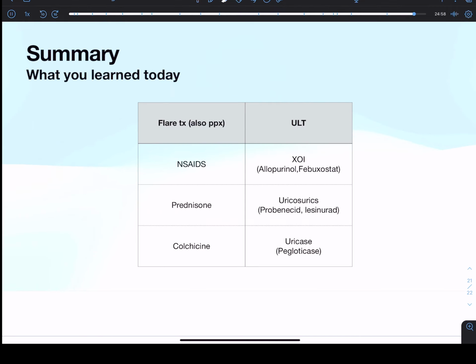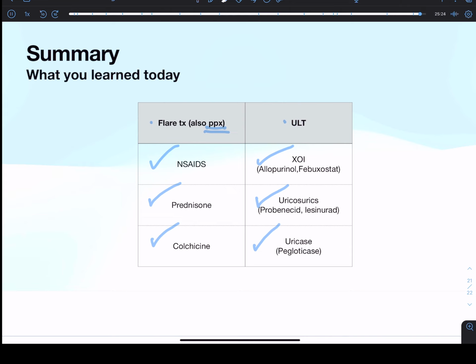So today we reviewed 3 medications for the treatment of gout flares: NSAIDs, prednisone, and colchicine, which also can be used as prophylaxis as we learned today. And 3 classes of ULT: xanthine oxidase inhibitors, uricosurics, and uricase. I hope this lecture was helpful, especially in giving you a broad overview prior to your studies.